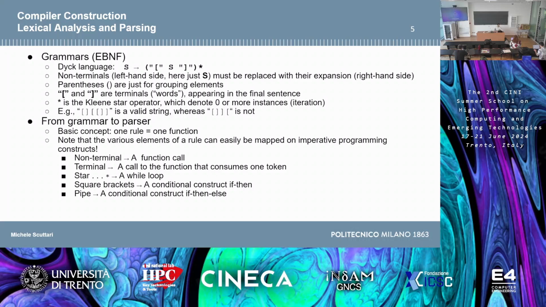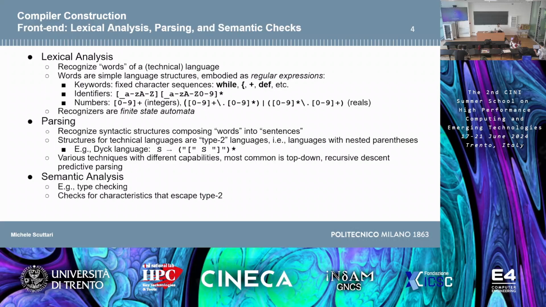Since I have the star, I have zero or more iterations, so this becomes a while: I just loop over this operation until the end of the string. So in a nutshell, this is how the front end is built.